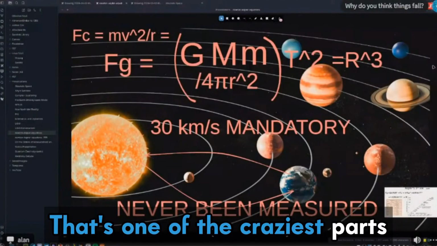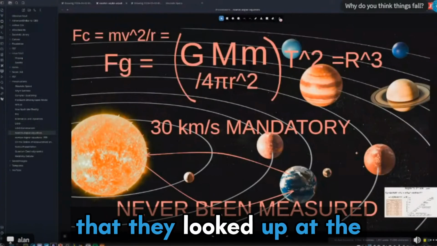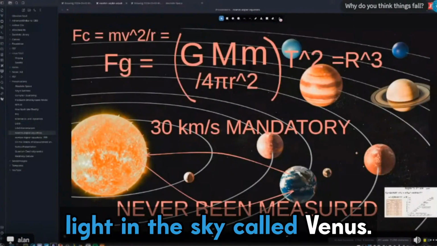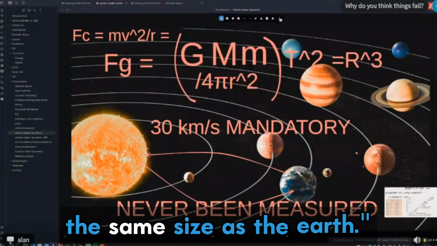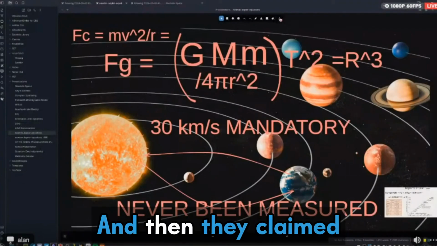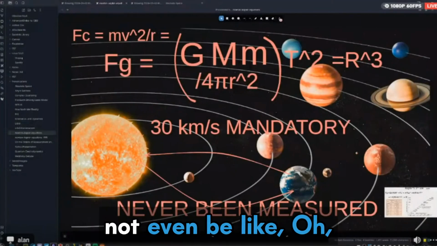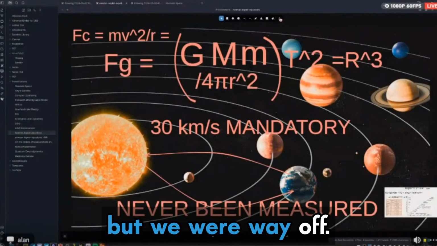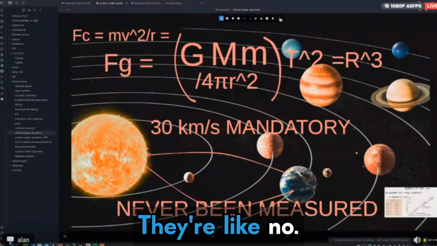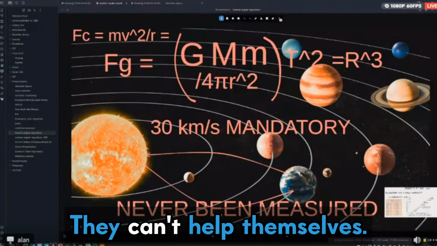That's one of the craziest parts of this whole story for me, is that they looked up at the light in the sky called Venus, and they said, I bet that's the same size as the Earth. And then they claim they just got it right. Yeah. Dude, the gall, dude. To not even be like, oh, but we were way off. You're to sweep it under the rug. They're like, no, but we were right, bro. They can't help themselves.